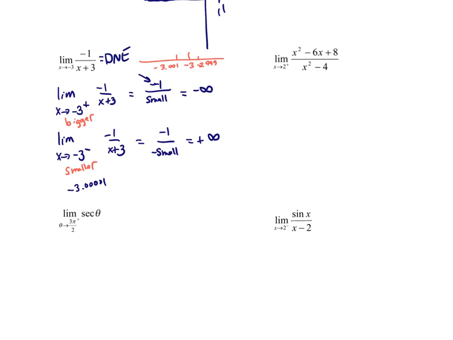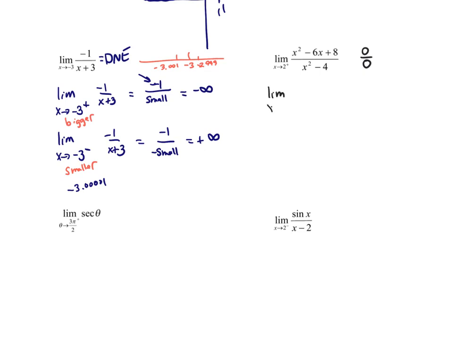Now this is an interesting one. So in this case, I have x's on top and bottom. So whenever I have x's on top and bottom, that's a pretty good clue that it might not be an infinite limit. But if I plug in 2, what I'll actually get is I will get 0 over 0. So this problem is actually not even an infinite limit because 0 over 0 is indeterminate.